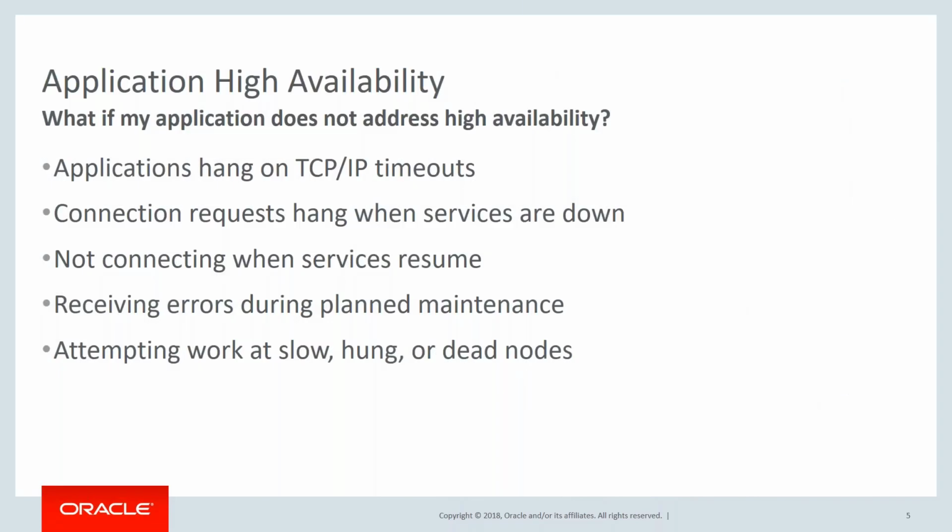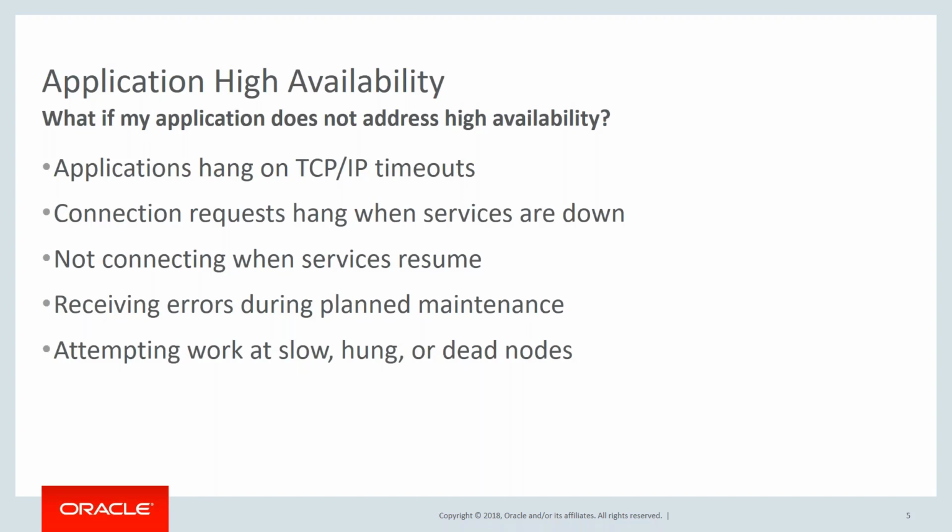So what happens if your application doesn't address high availability? What kind of scenarios might you be running into? These are some of the common things that you might see if you run any type of enterprise app, or just a regular app sometimes, and you hit some of these error situations. If you have a TCP/IP timeout, your end users could be waiting a long time for that timeout to occur, and then they get an error at the end of the timeout. That's a service level hit to your application that you don't generally want to take.